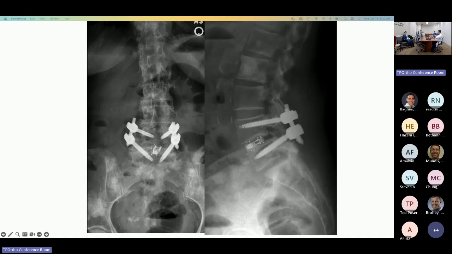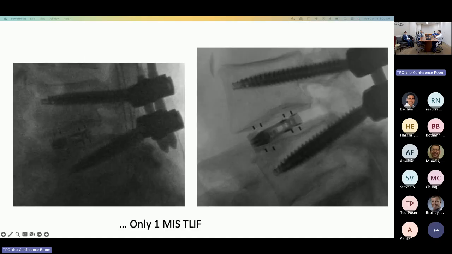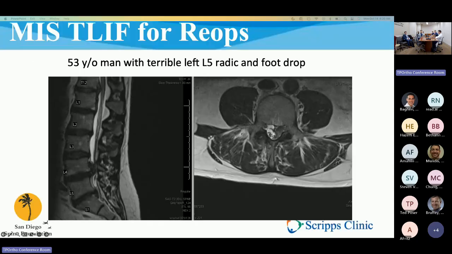And here's her sort of 1 year post-op, and it didn't subside or anything like that. So I think that oftentimes, if you're thoughtful about it, you can get away with a TLIF. Another great indication is re-ops.